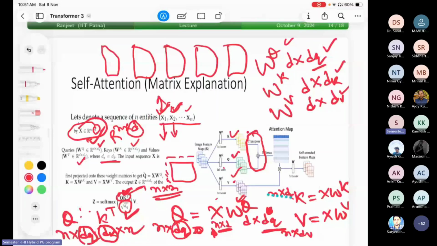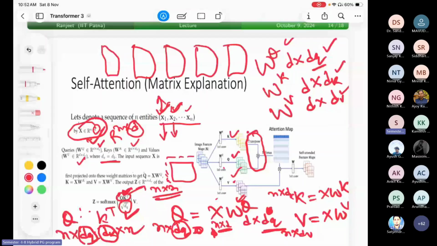So maybe if the vector is very large, that may influence all other vectors. So that's why we put everyone on the same page, so that there should not be biasedness. Our attention value should not be biased towards some vectors.